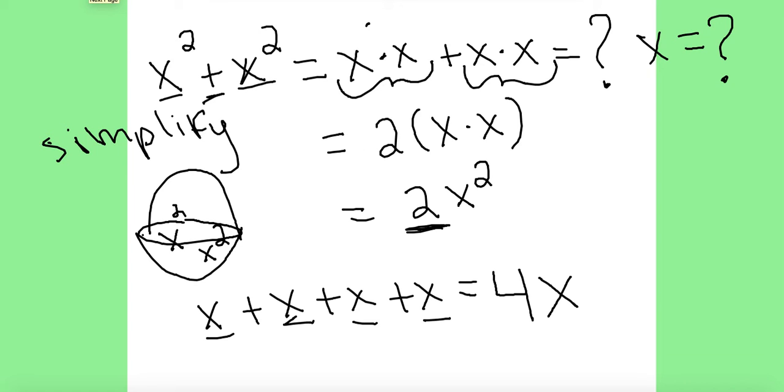Now take a minute to think about that, right? When we're adding or subtracting, we're thinking about a total number of things. Well, this is the thing. The x squared is the thing that I'm counting.